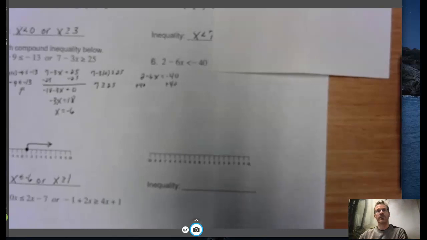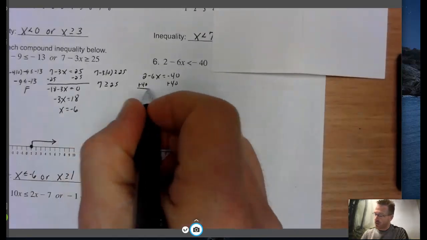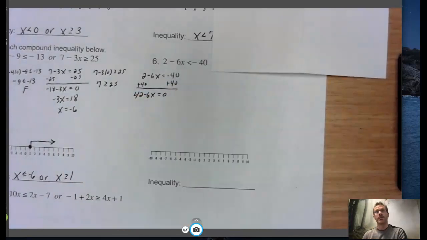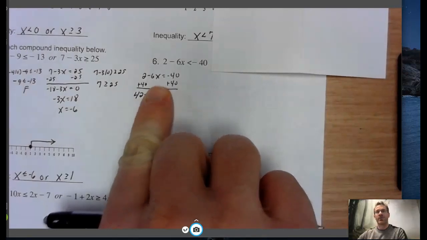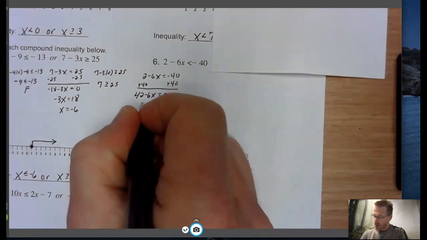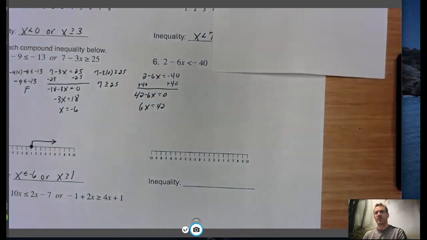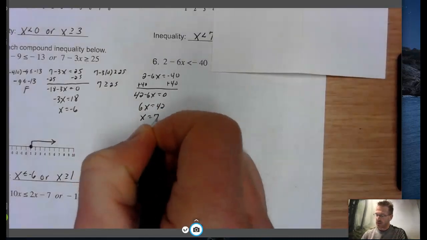Let me hit the focus button for you guys here. Bring that back into focus. There we go. So 42 minus 6x is equal to 0. So 42 minus what is 0? It would be 42. So 6x would equal 42. Now 6 times what is 42? And that answer would be 7. So there's our first anchor.